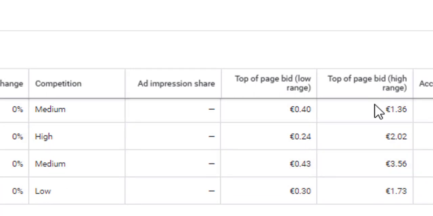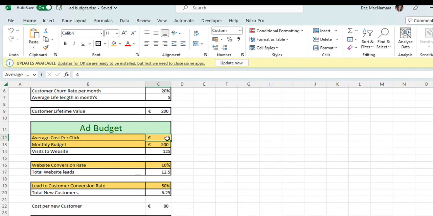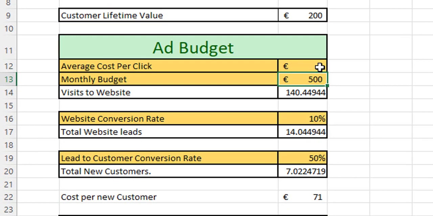So again, we're just looking at here and thinking, oh, actually whiskey tasting, anybody who searches for whiskey tasting is likely to actually want to come and use our service. So actually, being pessimistic, we might say 3.56. If we were going with that, 3.56 is what we would say our cost per click is going to be. So we'll go back to our Excel, and in here, instead of putting in €4, we'll put in 3.56.